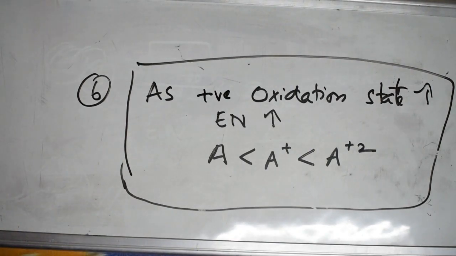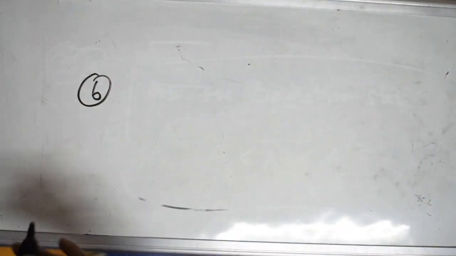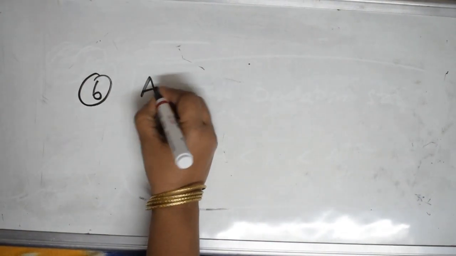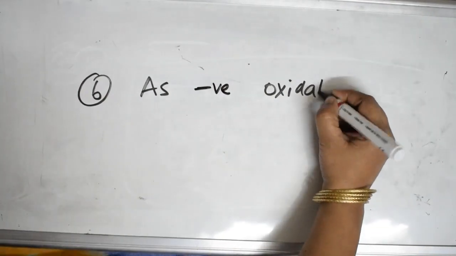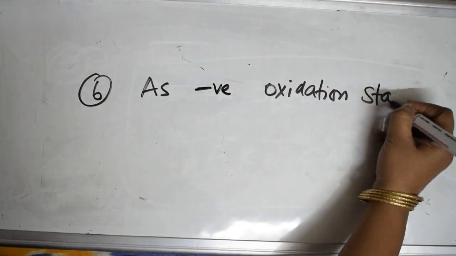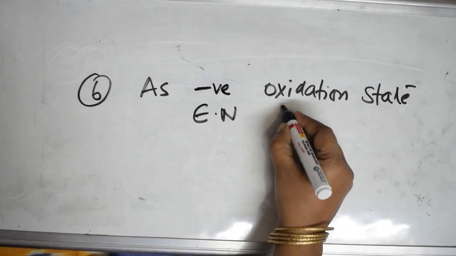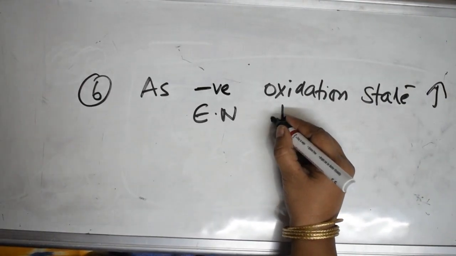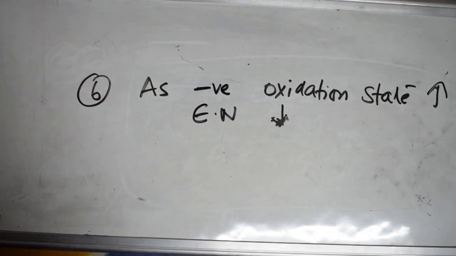Yes. Now let us write one more important thing in terms of negative oxidation states. Now I have written positive oxidation state increases means electronegativity increases. The other way, as the negative oxidation state increases, what will happen? Electronegativity decreases. Remember, in the earlier one it was directly related, here this is indirectly related, isn't it?